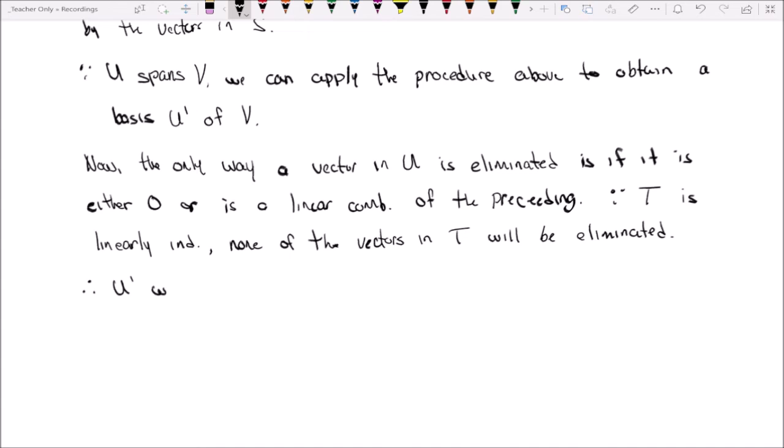Therefore, U prime will contain all of the vectors in T. And then we just say that U prime is our T prime, right? Just to say that T prime is a basis. And that proves the second statement.